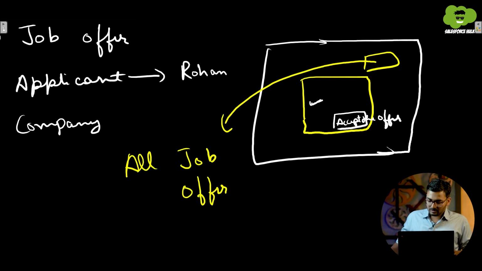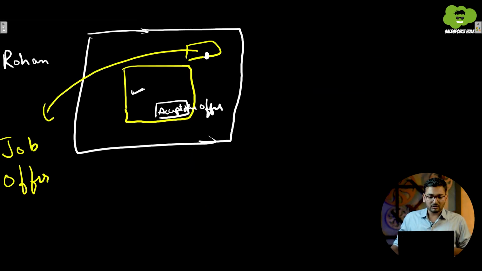So here, on click of this action button, a pop-up will appear which will list all the company's offers which are given to Rohan, and then Rohan is going to accept one of them, click on the accept offer button, and finally the status on this job offer will become accepted, and the rest of the other statuses should be declined. So this is what we need to achieve.